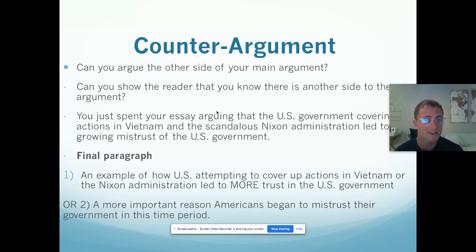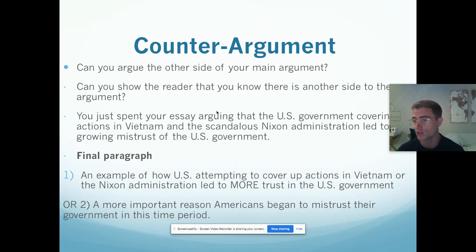But there's 2 ways you could do a counter argument. One would be an example of the U.S. attempting to cover up actions in Vietnam or the Nixon administration leading to more trust in the U.S. government. Now, that would be a tough one to argue, although one thing I thought about is I could say that the Nixon administration actually led to more trust in the U.S. government with African Americans because Nixon expanded affirmative action. And I could have argued that, but it just didn't seem like the strongest argument for me.